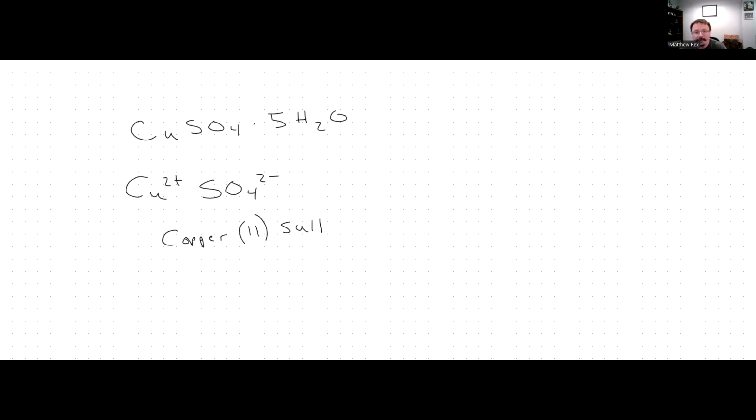sulfate. And then we have these waters at the end, which we call hydrates. So I'd say hydrate. And then I need to tell you how many waters we have. And the prefix we use for 5 is penta. So that's why we have the copper 2 sulfate pentahydrate for that question there.